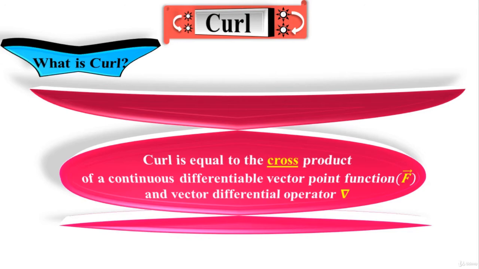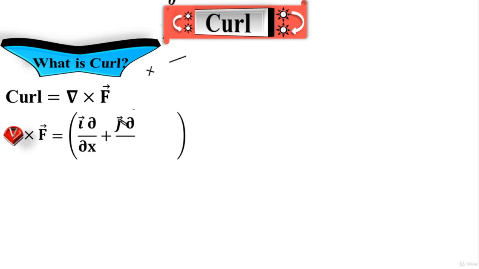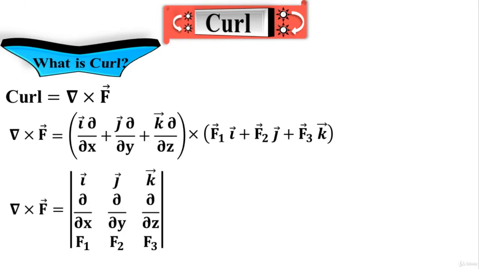This is the mathematical representation of curl, where del equals i partial over partial x plus j partial over partial y plus k partial over partial z, and vector f equals f sub 1 i plus f sub 2 j plus f sub 3 k. So the cross product of del and vector f equals the determinant with rows i, j, k; partial over partial x, partial over partial y, partial over partial z; f sub 1, f sub 2 and f sub 3.